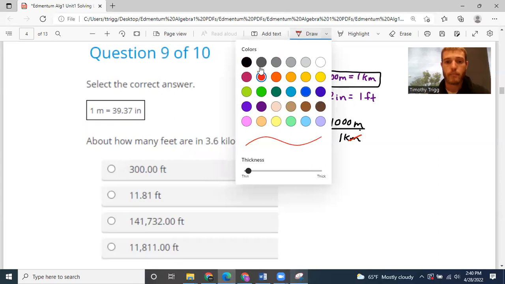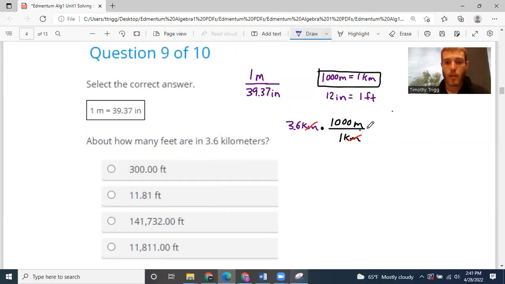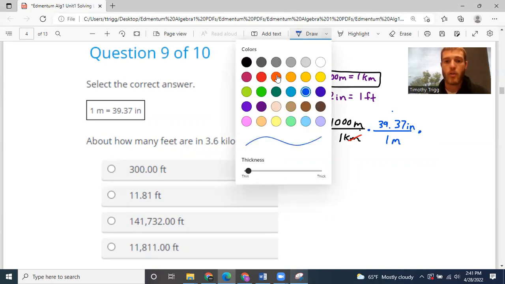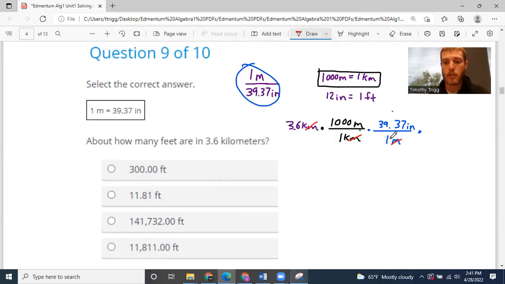So I'm going to multiply by, to get the meters to cancel, I'm going to use this one right here. Should I put the 1 meter on top or on bottom? Well, I'm going to put the 1 meter on bottom so that it cancels. Top cancels with bottom. 39.37 inches. Notice that means my meters cancel.